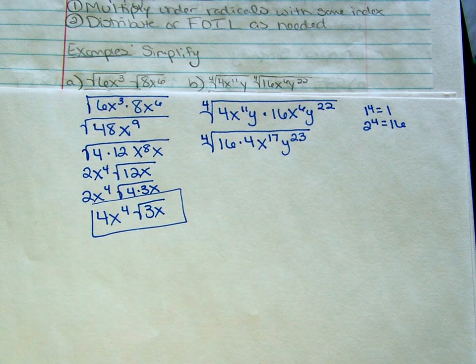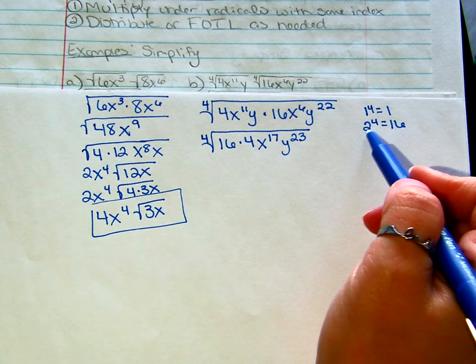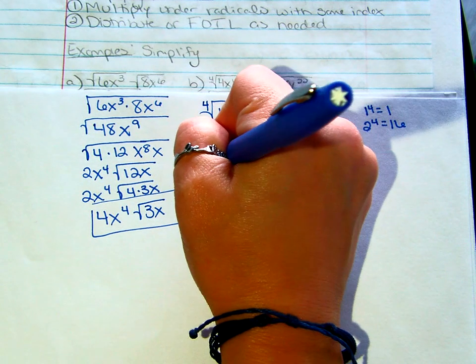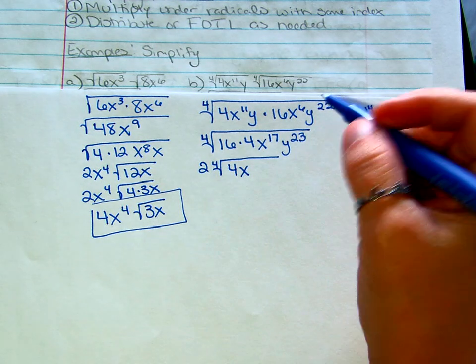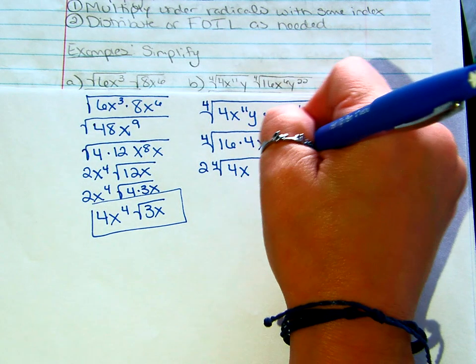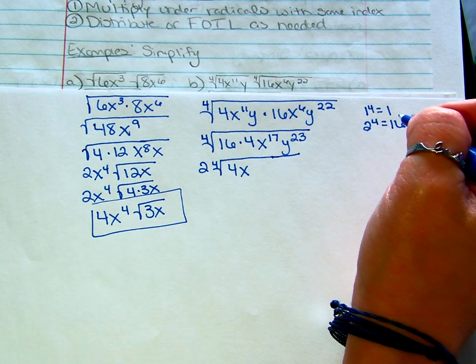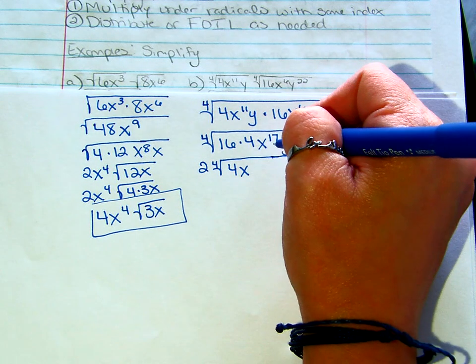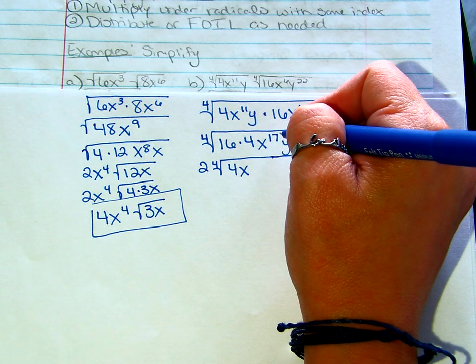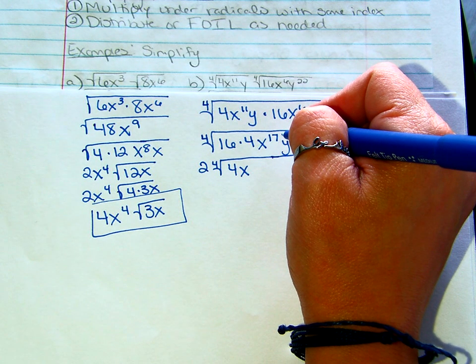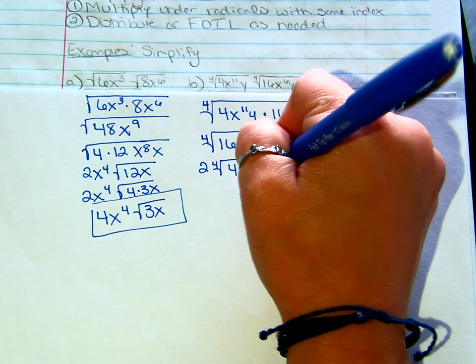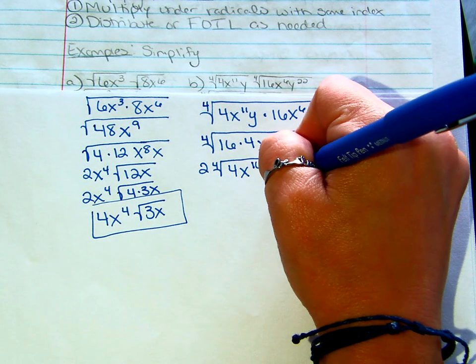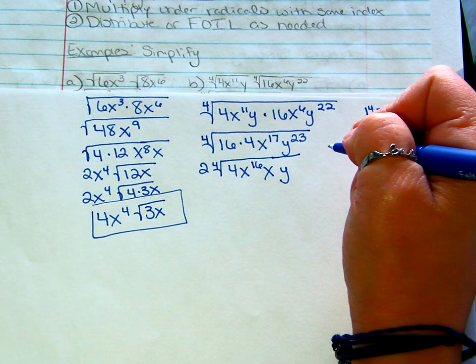The fourth root of 16 is 2. And then I'm going to split up my variables so that I have things that are divisible by 4. What is the biggest number that's closest to 17 that's divisible by 4 without going over? 16. So I'm just pulling one x off there. And what about for y to the 23rd? Yeah, to the 20th, which would give me y to the 3rd left over.